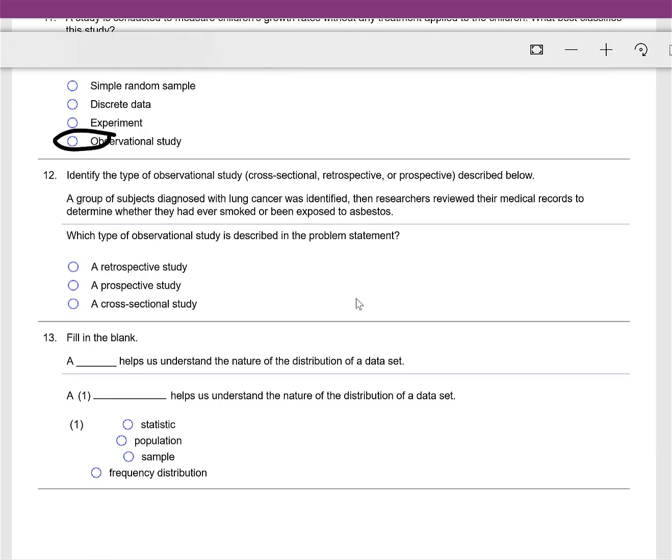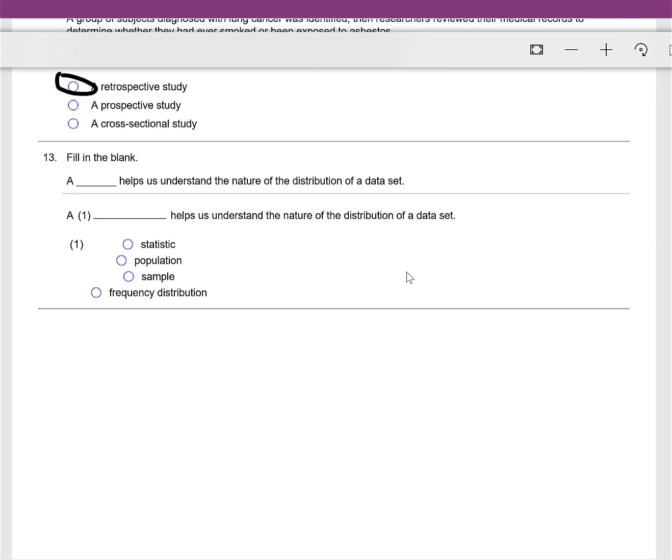Identify the type of observational study in this situation. A group of subjects diagnosed with lung cancer was identified. Then researchers reviewed their medical records to determine whether they had ever smoked or been exposed to asbestos. So this is going to be a retrospective study. They went back in their medical records to see if they could find out if they had been smokers or exposed to asbestos. A blank helps us understand the nature of the distribution of the data set, and that would be a frequency distribution.